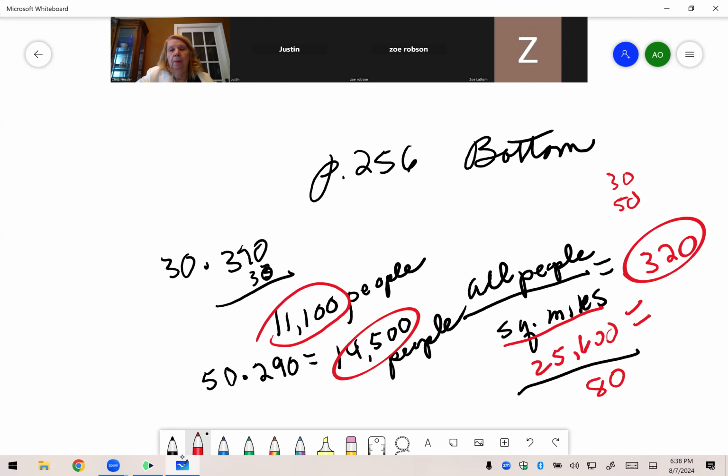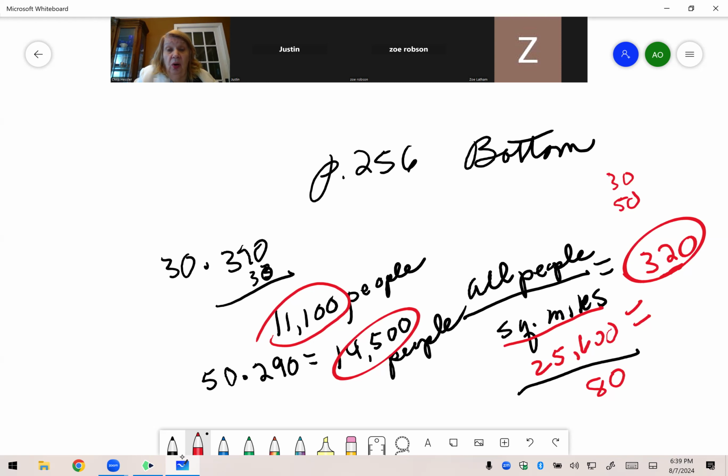Yeah, for this type of problem, I like to use dimensional analysis because the units will always cancel and you'll end up in the right units. In this case, people per square mile, but you can do it either way. So Zoe Latham, did you get 320? Yeah. Are you still working? Zoe Robson, yeah. Okay, and Justin?